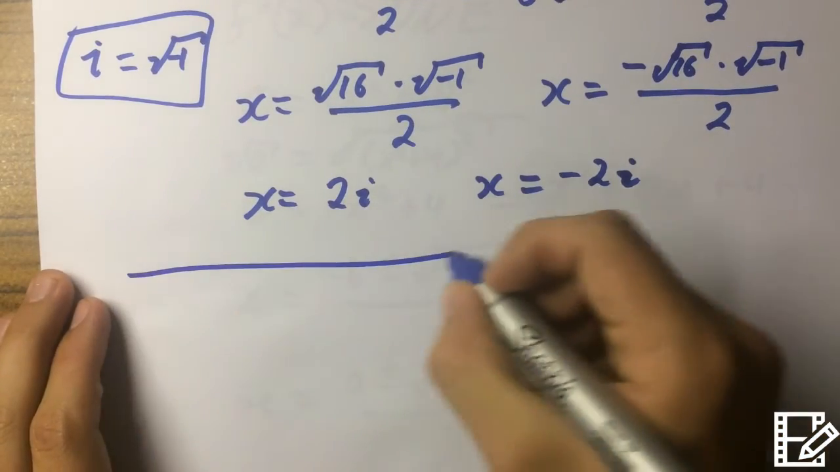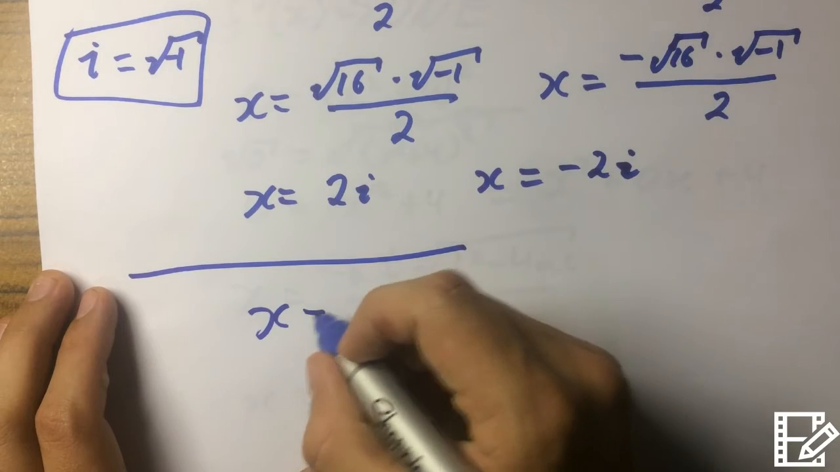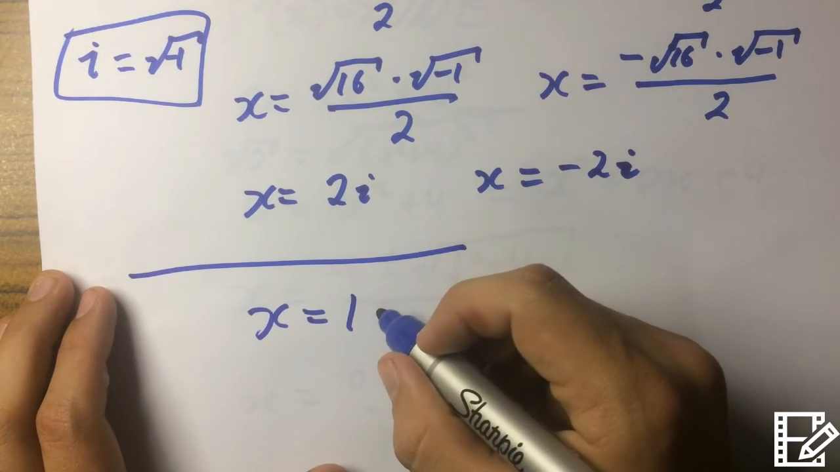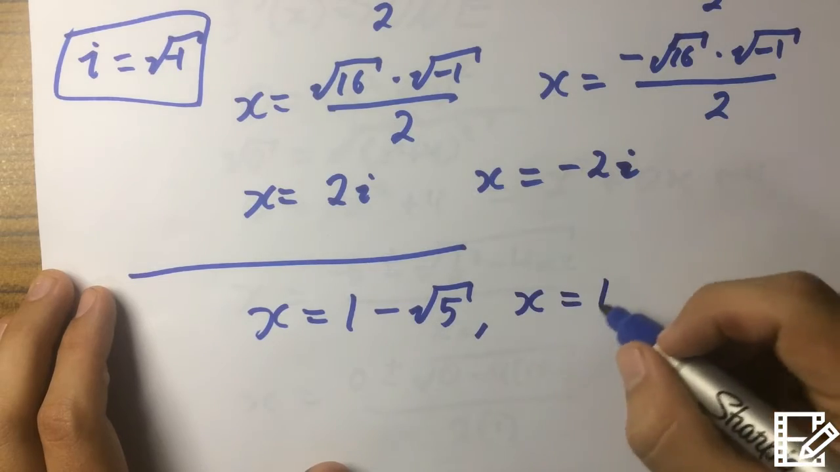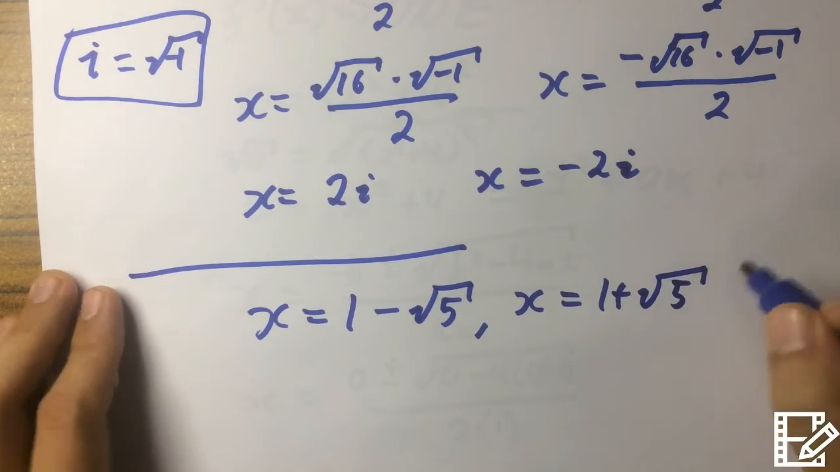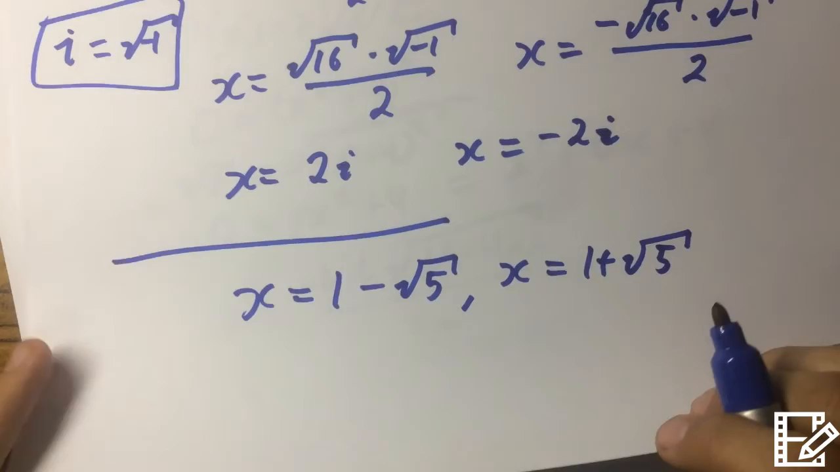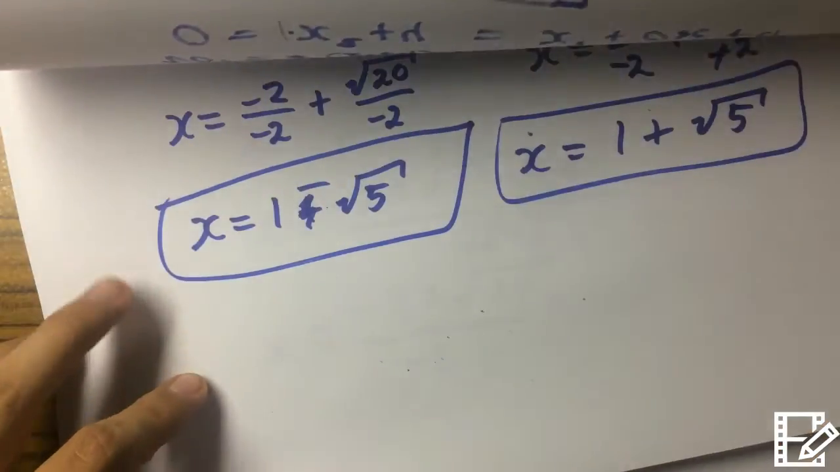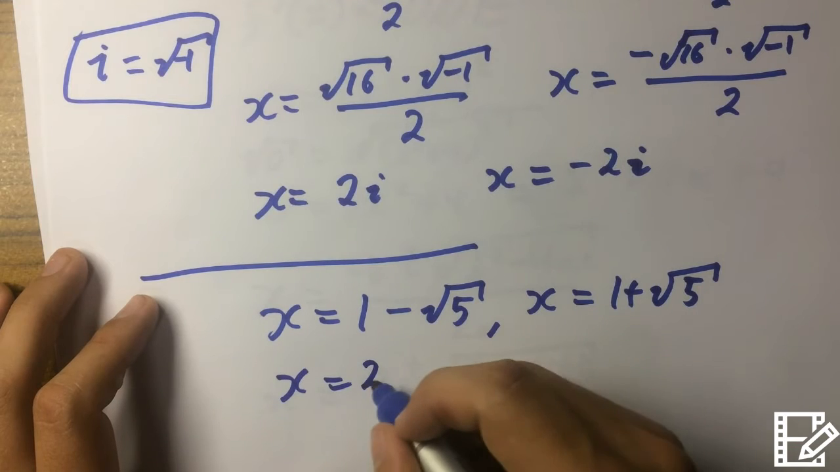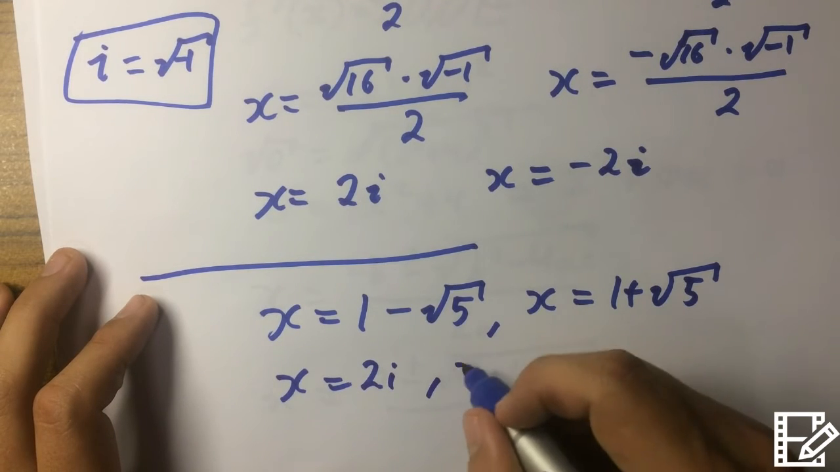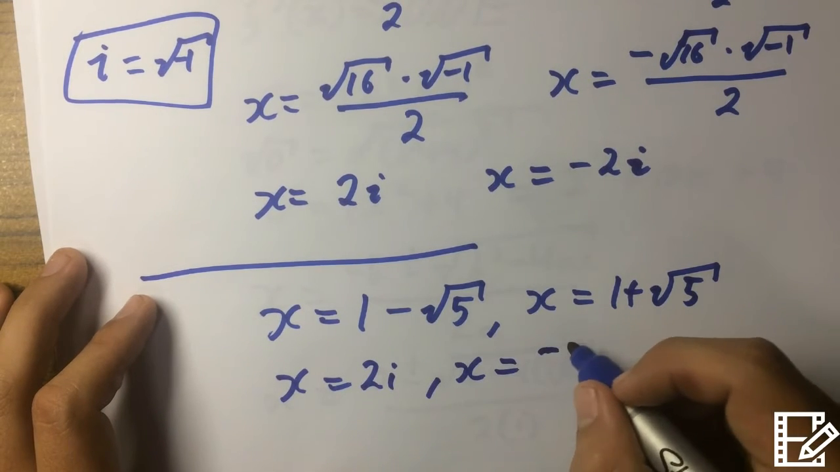So the x values we got are x equals 1 minus the square root of 5, x equals 1 plus the square root of 5. I'm hoping I got that right. Yes. x equals 2i and x equals negative 2i.